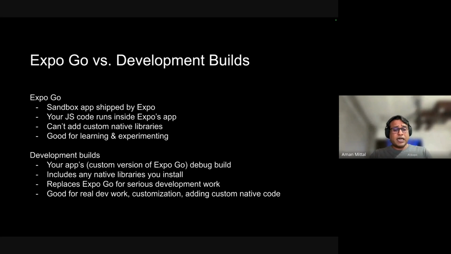It's a concept that allows you to build your own custom version of Expo Go. A development build, as it says in the name, is just a debug build, and you can include any native libraries you want to install. Expo also supports writing native code, that is code written in Swift or Kotlin, if you want. It replaces Expo Go when you're building something for yourself or if you want to distribute it. It's good for real development work, and for adding custom native code and customization as your app needs.